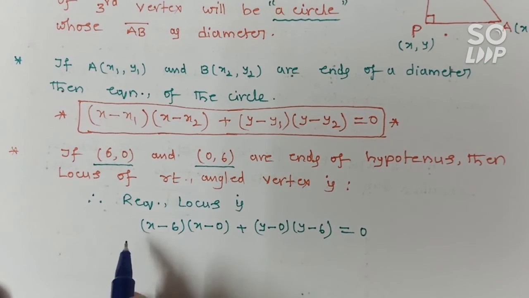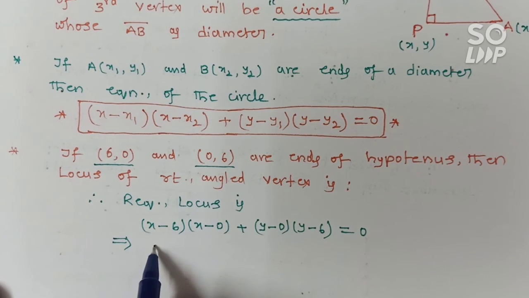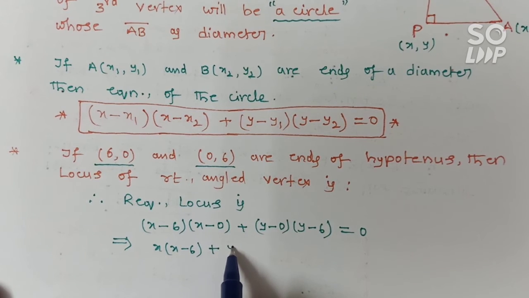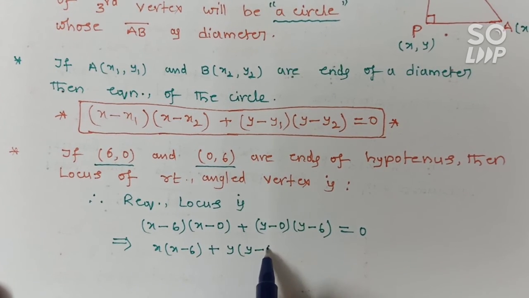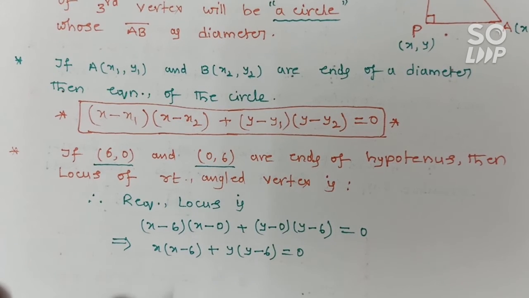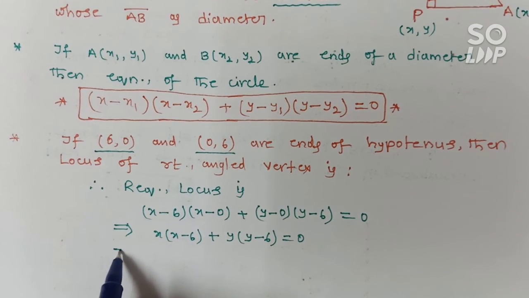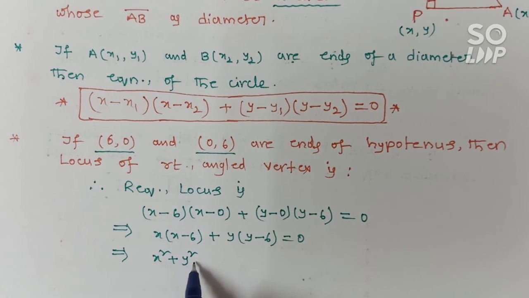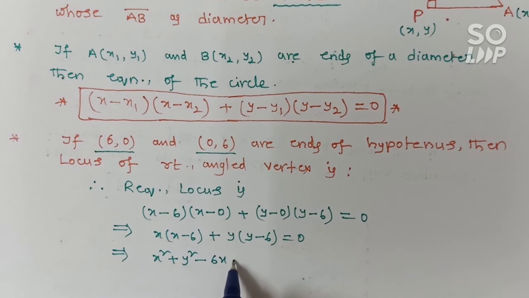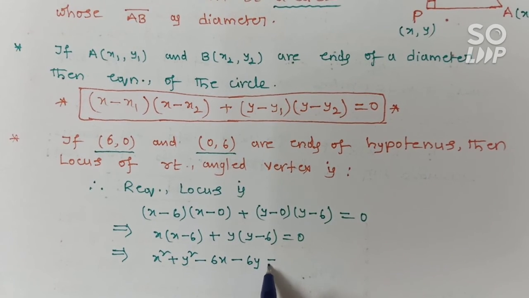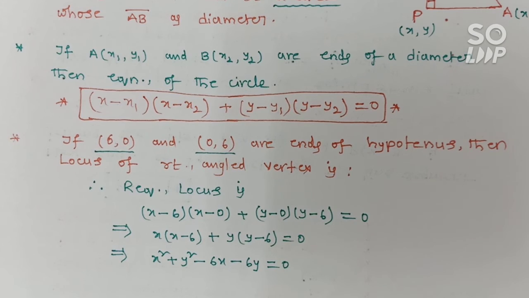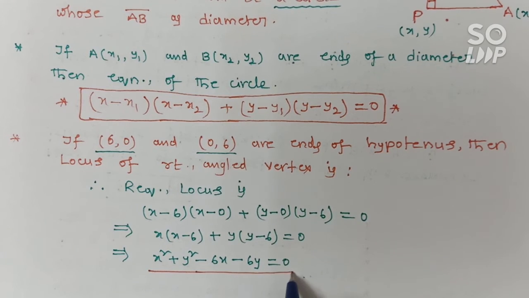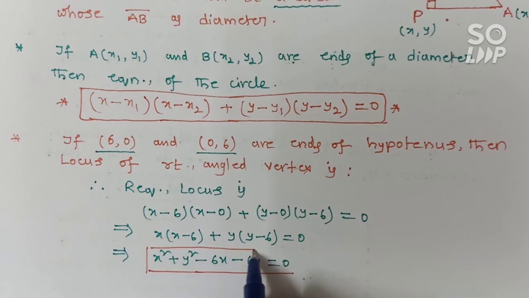Right? Now you simplify this one. That implies x(x minus 6) plus y(y minus 6) is equal to 0. By simplifying, you will get x square plus y square minus 6x minus 6y is equal to 0. Right? So this one is the locus of the right angled vertex.